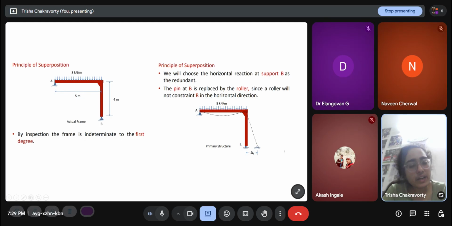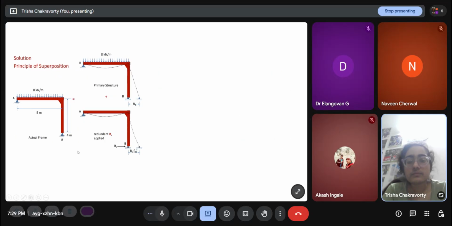But what do I know? I know that there is actually a hinge support here. So this delta B has to be brought down to 0. So the secondary structure will be a frame where I put a horizontal force here, which will also lead to a displacement here, and this displacement has to add up to 0.